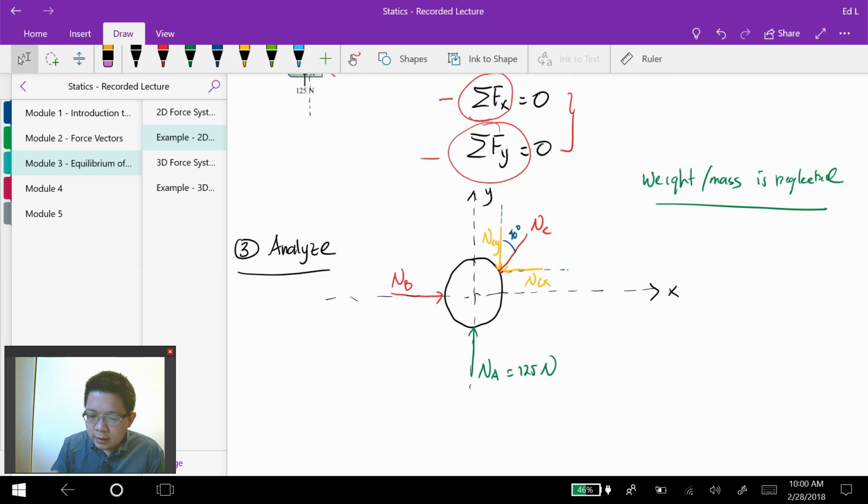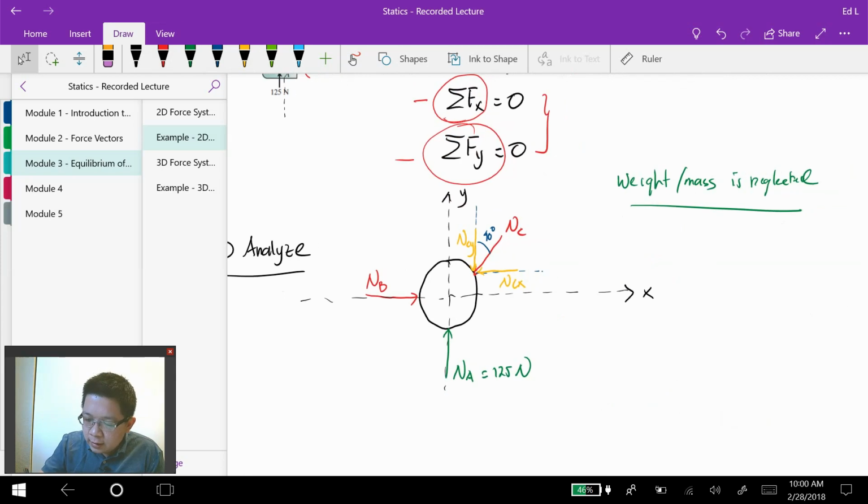Alright, so we know that NCX is NC sine 40 degree, right? And NCY is NC cosine 40 degree. Okay, in here I haven't included the sine, but later when I do the sum of the forces, I will include the sine.